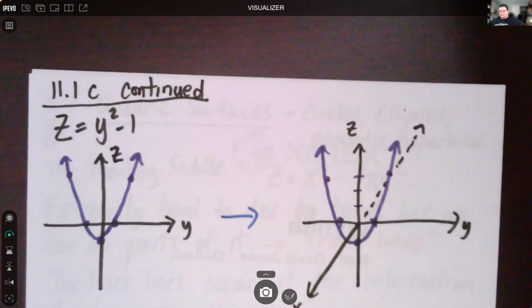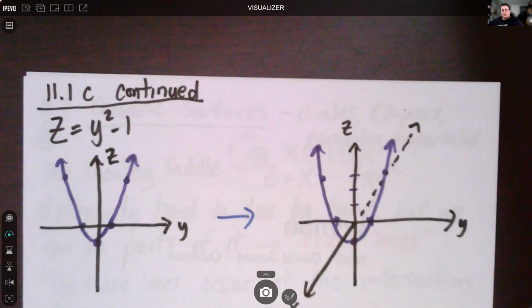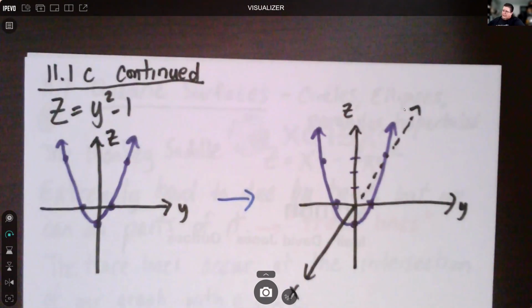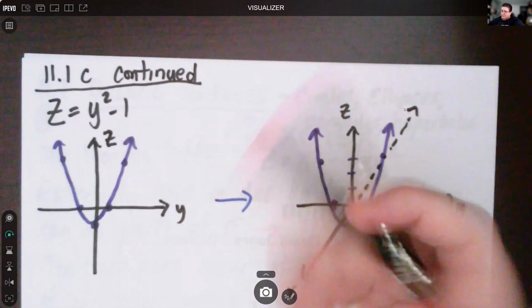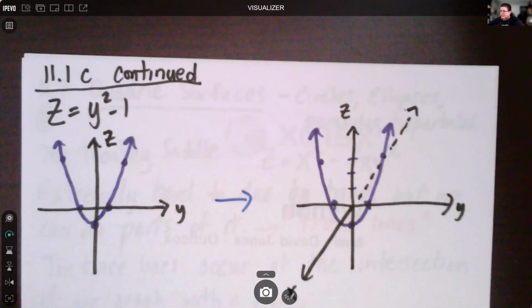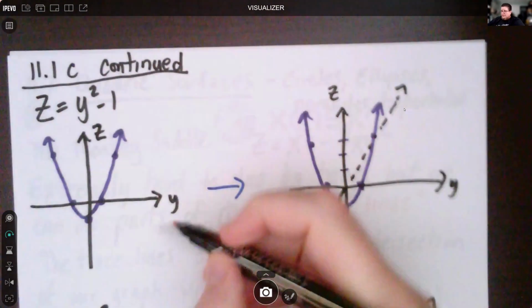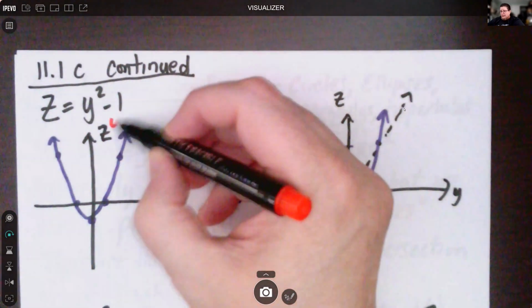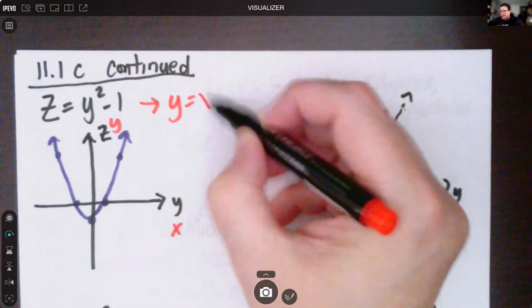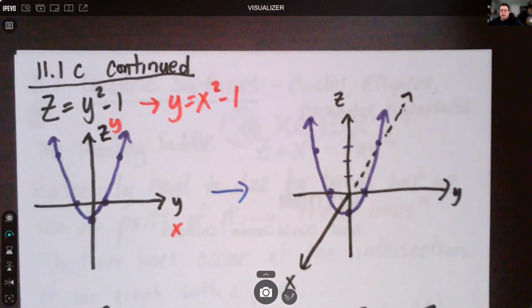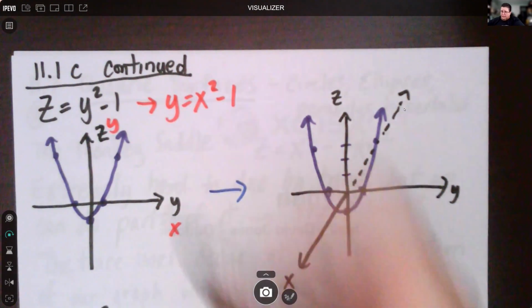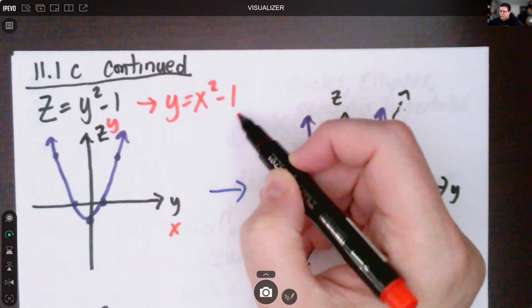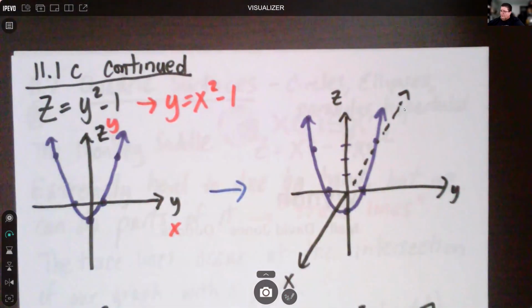If we take a look at some more graphs, let's look at z equals y squared minus 1. Again, I did y along the right and z upwards. Think of it more like how if this was x and this was y, this would look like y equals x squared minus 1, which we're going to do in a second. But here I'm doing z and y. So this is a parabola. We all know the equation for a parabola. It's a parabola down 1. So I've done that over here.